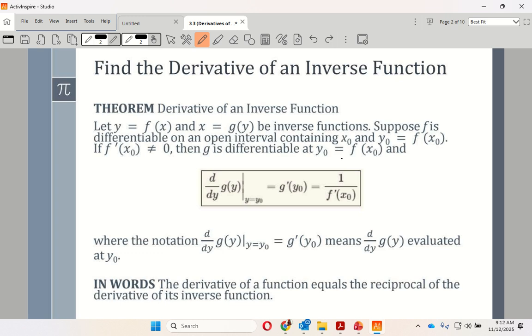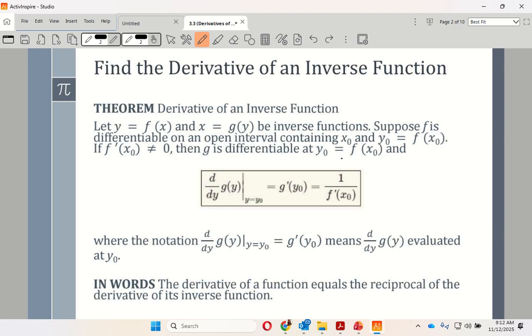Then g prime, the inverse, is equal to 1 over the derivative of f at x. So remember, g has to do with my y values. The function g has to do with the y values, and the inverse of it is 1 over the derivative of f at the x value.